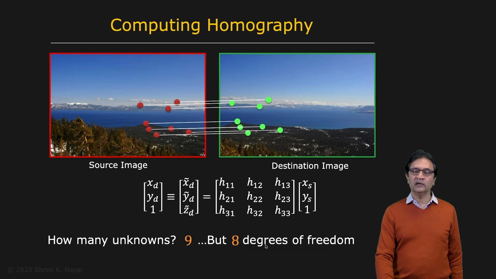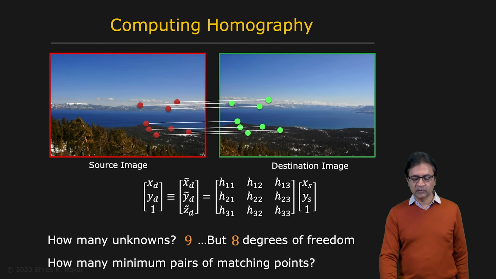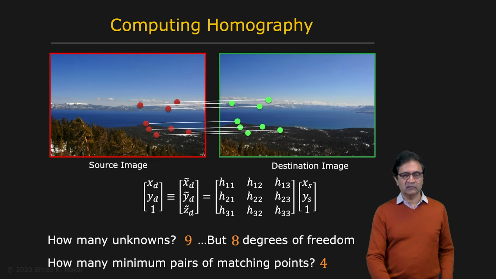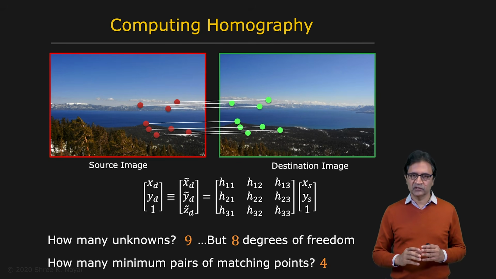And so how many points do we need to solve this? Meaning to say, how many pairs of matching features do we need? Well, it turns out that the minimum number of matching points that we need is 4. But, of course, you never want to do it using just 4.